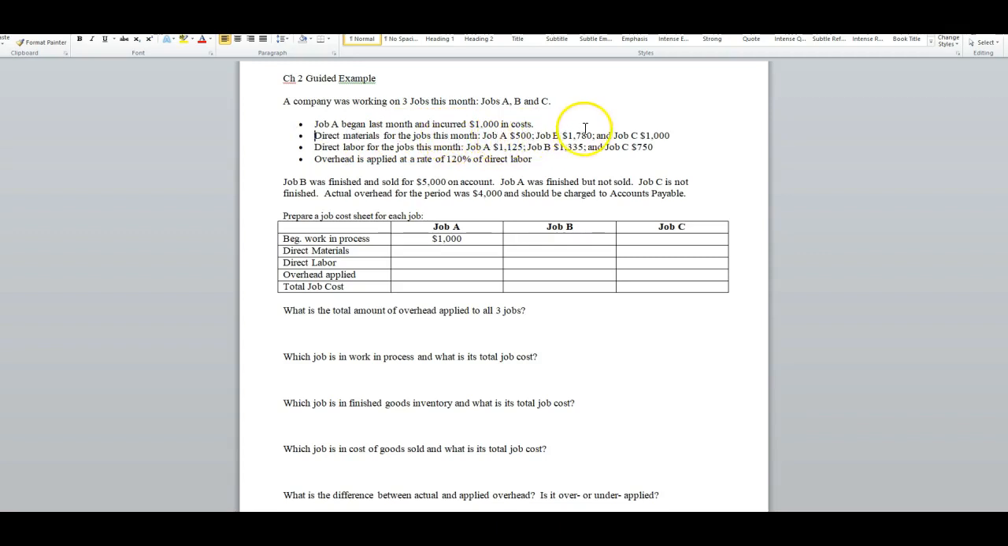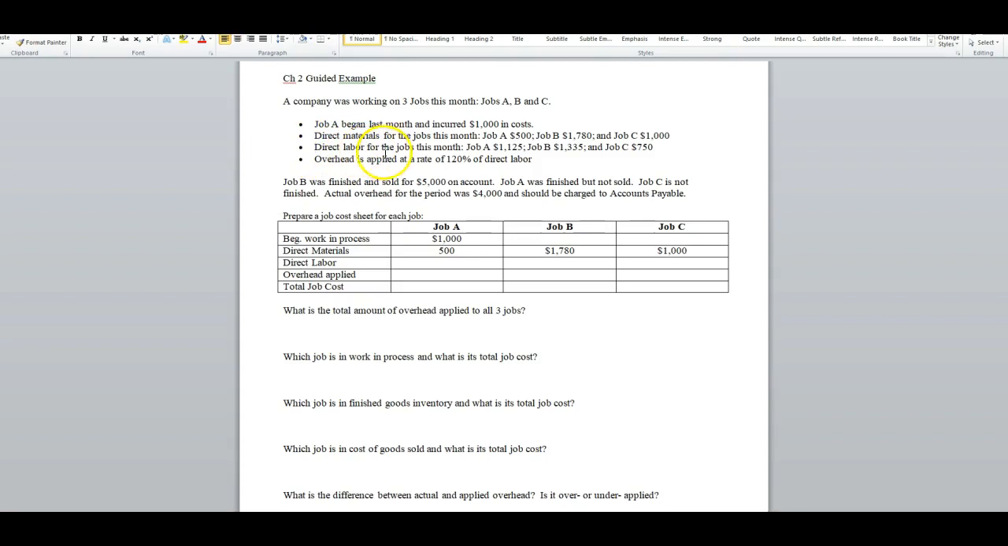Next, it says direct materials for the month. Job A had 500, job B had 1780, and job C had 1000. So we're going to go ahead and add those in here as well. Job A had 500, job B had 1780, and job C had $1,000. Notice that goes on the direct materials line because this is the direct materials added this period.